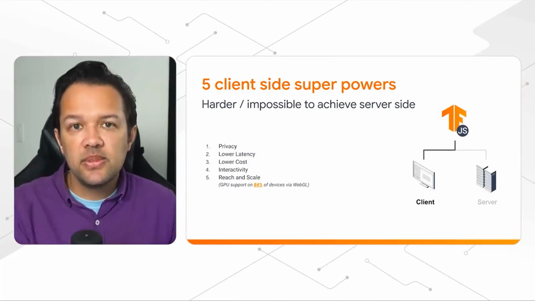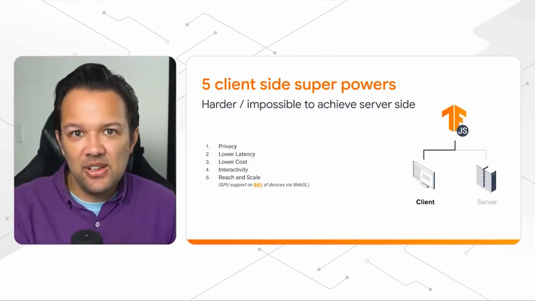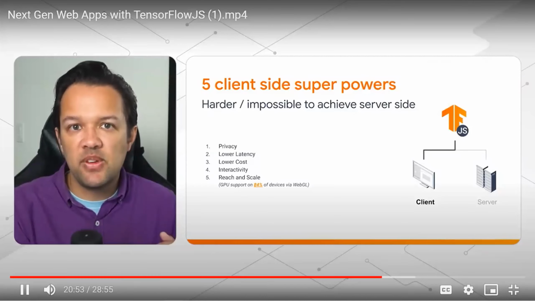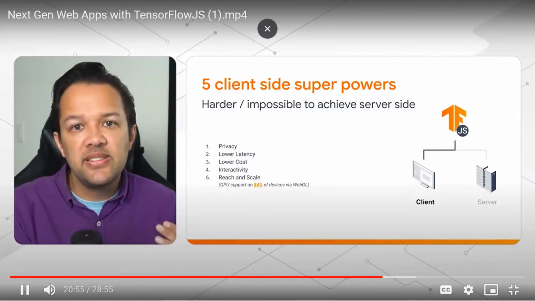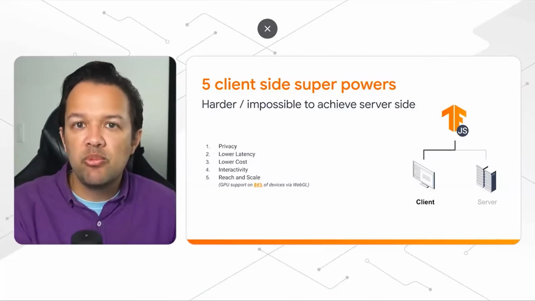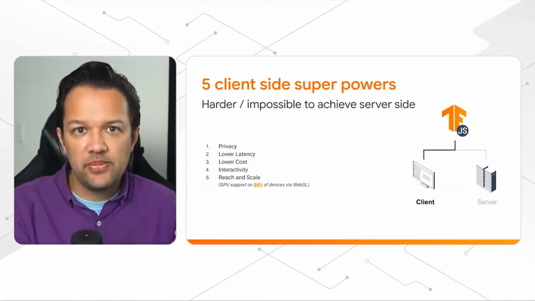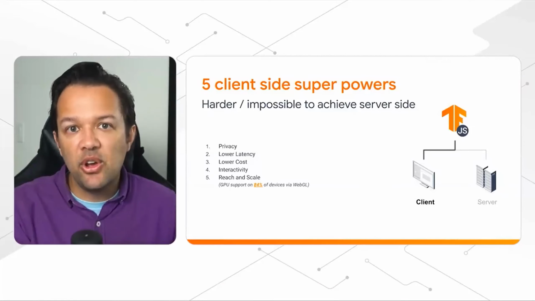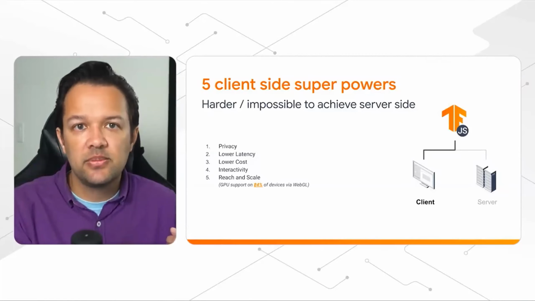Next up is cost. If there's no data being sent to the server, you've got less bandwidth and hardware server costs, as there's no server-side CPU, GPU, and RAM being hired for inference. That means you can just pay for the hosting of the website assets and model files, which is far cheaper than running a fully blown ML server.